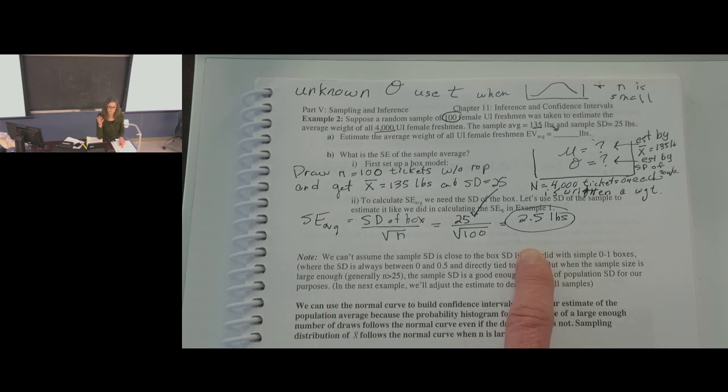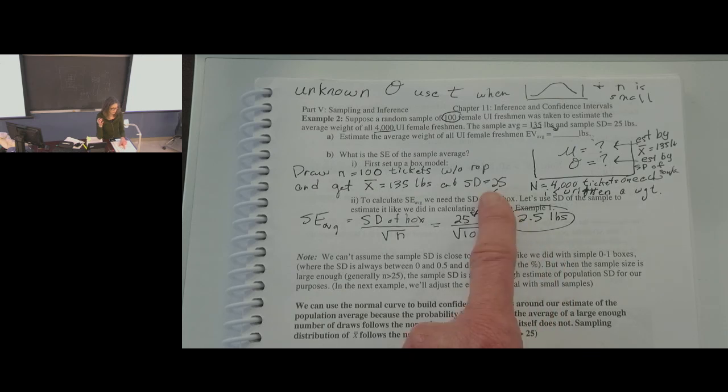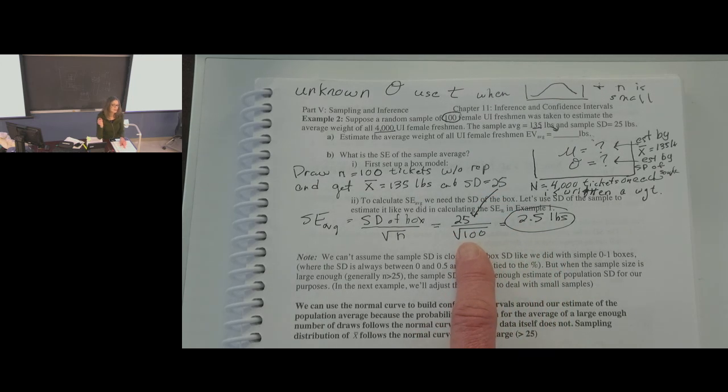Some people, if you're in any other stats course, because they're usually teaching to the software, what will you do? Instead of doing 25 over the square root of 100, you would use the sample standard deviation, and it would end up as 25 over the square root of 99. That would be the difference. Instead of 25 over the square root of 100, it would end up as 25 over the square root of 99. And we're going to do that.